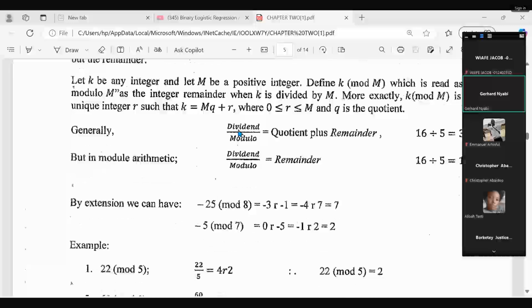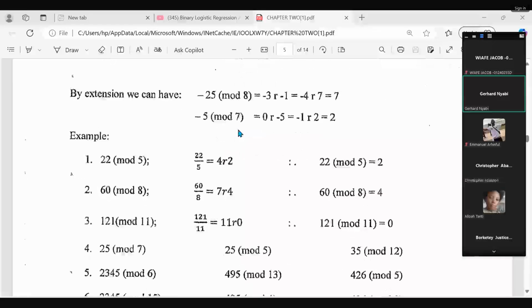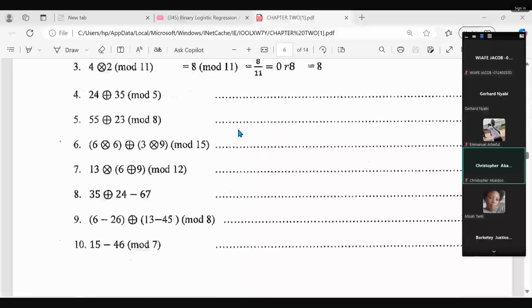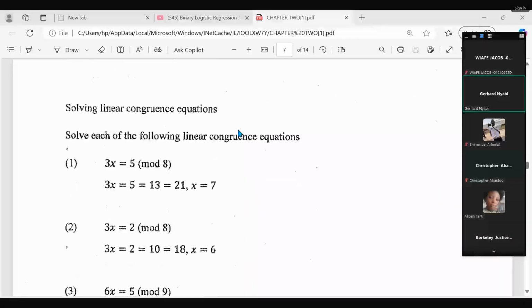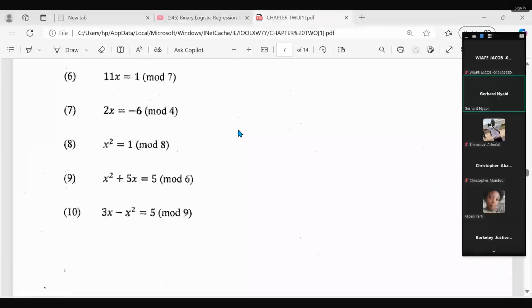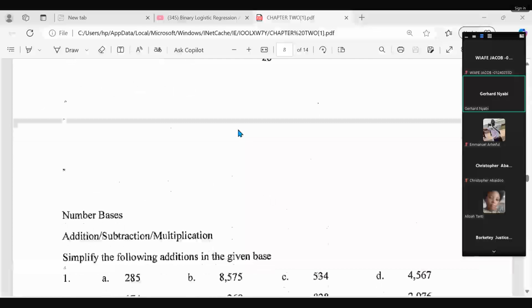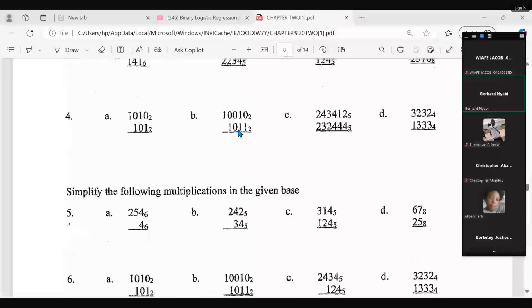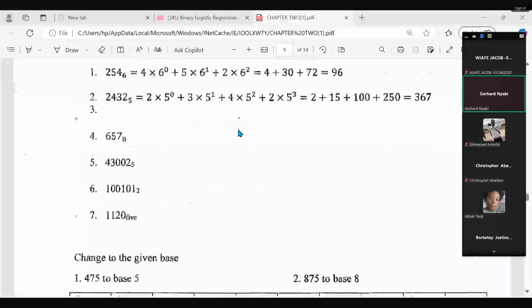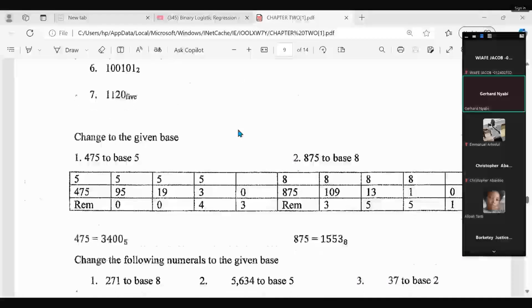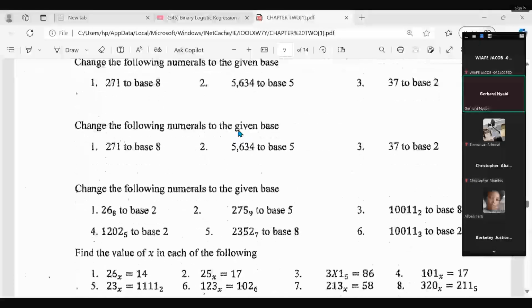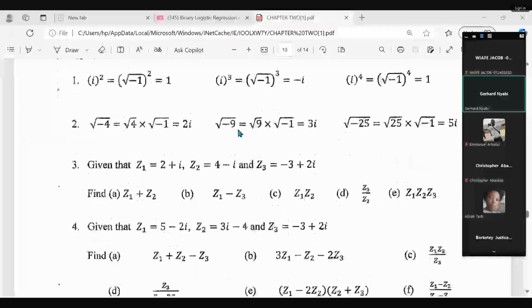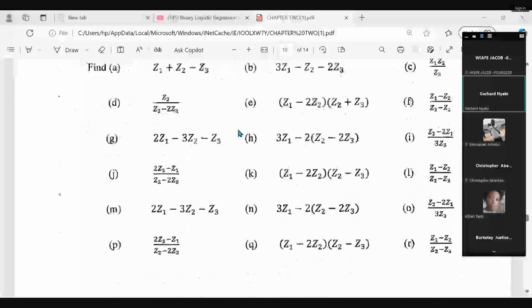So you have modulos, okay? Try to read and understand. Then we have number bases, which we'll look at. I've talked about complex numbers already.